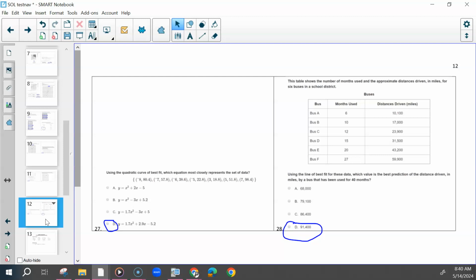Are there any of those you want to see done by hand or in Desmos? Which one? 27.